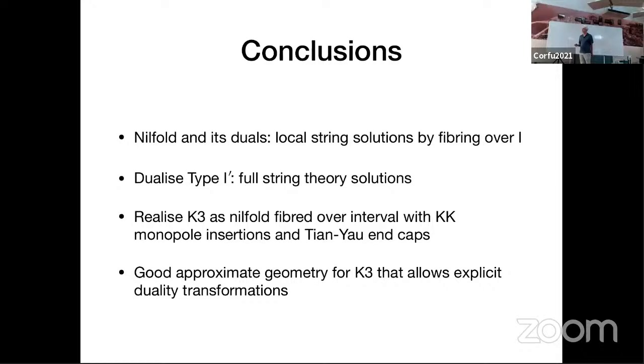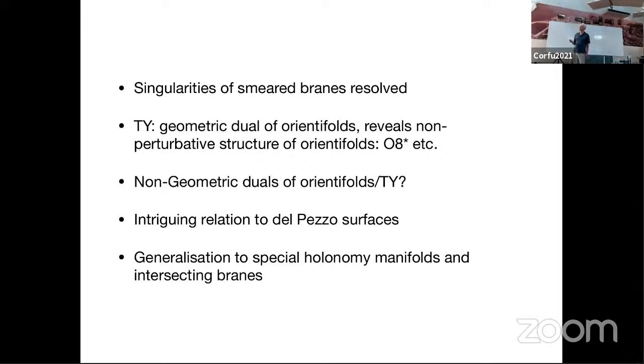And it's interesting that this construction is something which could have been predicted by the physics, but in the end, we were beaten to it by the mathematicians. And what's very interesting is it gives a good approximate geometry for K3 that allows explicit duality transformations and explicitly relating it to various brane constructions, some of which I've talked about today. So in each case, it's important to understand how the singularities of the smeared branes in the supergravity solution are resolved. And it's interesting that the Tian-Yau space is giving a geometric dual of the orientifolds, which reveals some of the non-perturbative structure, and in particular the O8 star picture and so on.